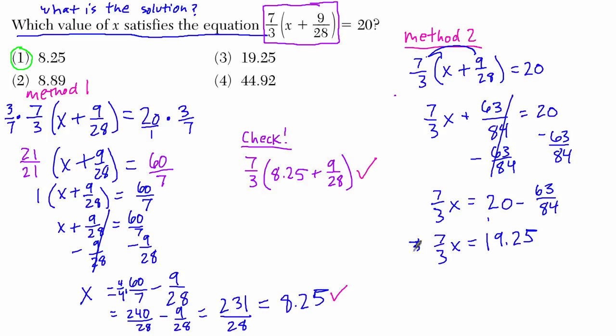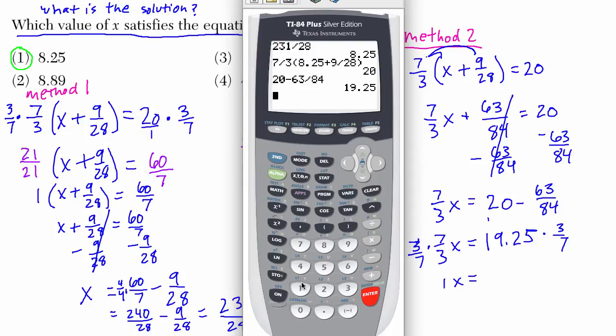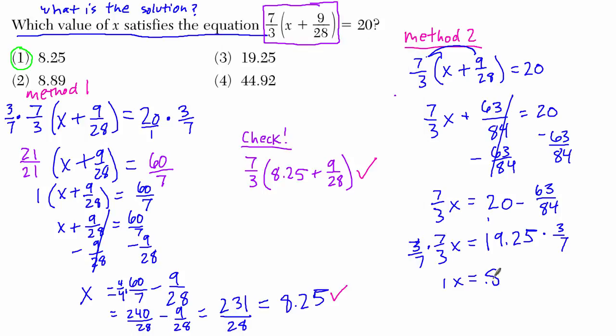So let's just do a quick multiplication by the reciprocal. And that, of course, becomes 1 because it's 21 over 21. Gets us to the exact same point over here. So we just have like 1x is equal to whatever this is. 19.25 times 3/7. So let's do that. 19.25 times 3/7. And we get 8.25. That's nice.